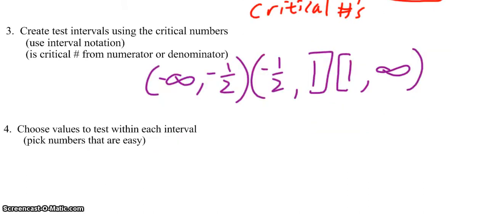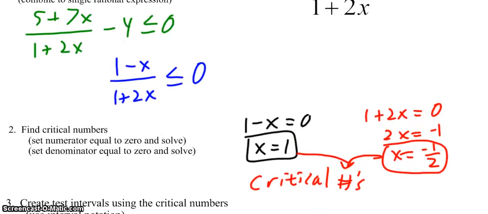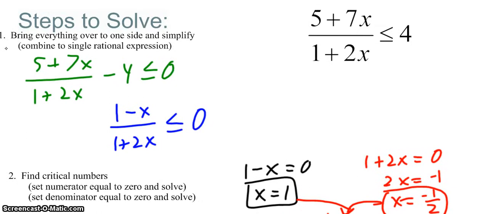So now it's the same thing as before. Choose values to test within each interval. I'm going to do negative 1, 0, 2. So now, the only thing that's a little bit different, and this is actually true for the polynomials, I just didn't talk about it that much, is I can choose either the original inequality or I can choose the simplified version. A lot of times the simplified one's going to be easier to work with because you're comparing to 0, but it's up to you.